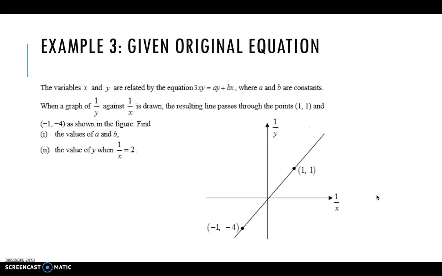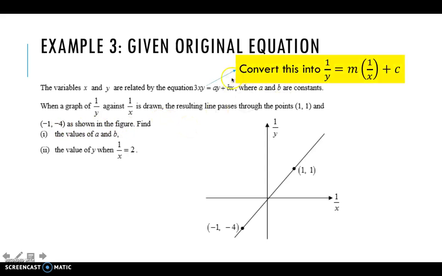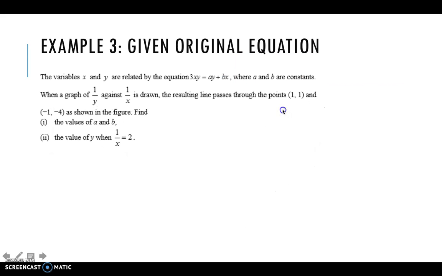Alright, so in this third example, we are given the original equation, and in this original equation, usually there will be some unknown values like a and b, and typically in every question we will be asked to find a and b. So let's take a look at the question. When a graph of 1 over y against 1 over x is drawn, the resulting line passes through the points (1, 1) and (-1, -4) as shown in the figure. So this means that I need to convert this again because it's 1 over y against 1 over x. I need to convert this to 1 over y equals m times 1 over x plus c, in order to find some sort of relationship, and then I can compare from the equation. So how do I go about doing that?